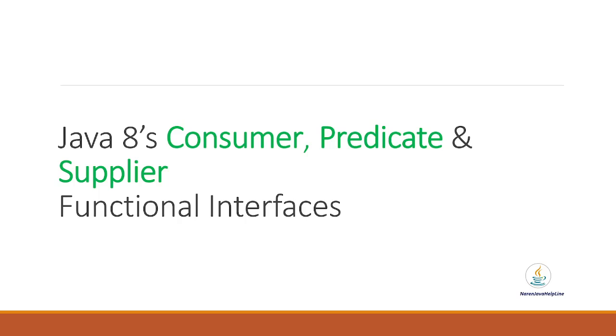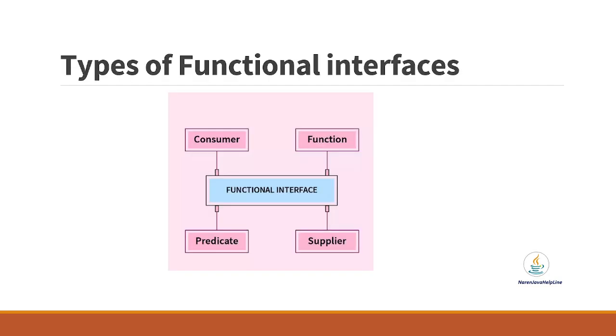Hi everyone, let's talk about consumer, predicate, and supplier functional interfaces. These are predefined functional interfaces introduced in Java 8. We'll see what they are all about one by one. Actually, we have four types of predefined functional interfaces: one is consumer, another is predicate, then supplier and function.